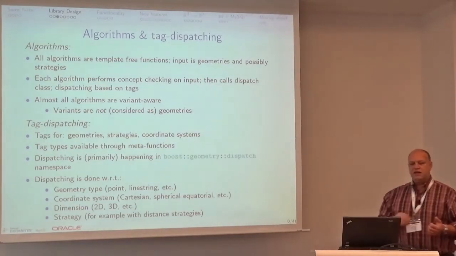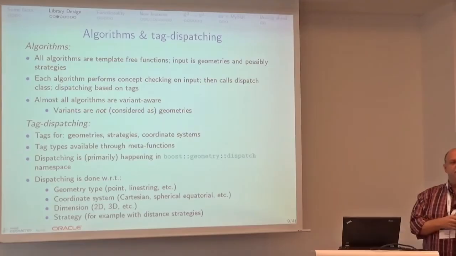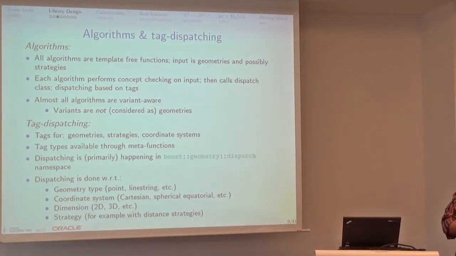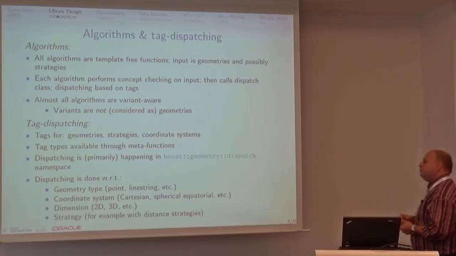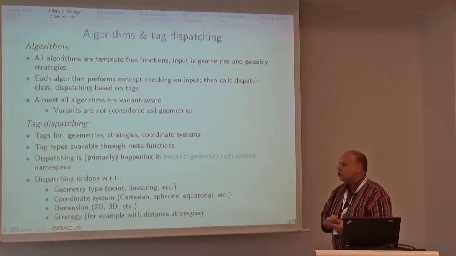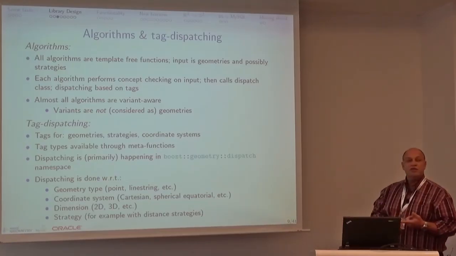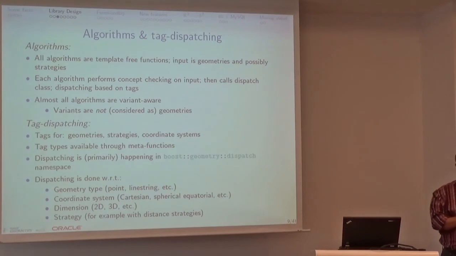And then dispatching is done with respect to the geometry type that we have, whether it's a point, a line string, which is what you might know as a polyline, whether it's a polygon, whether it's a set of polygons, which we call a multi-polygon. It can happen with respect to the coordinate system, so we have dispatching with respect to Cartesian 2D or Cartesian 3D or Cartesian general, or a spherical equatorial coordinate system or geographic coordinate systems.